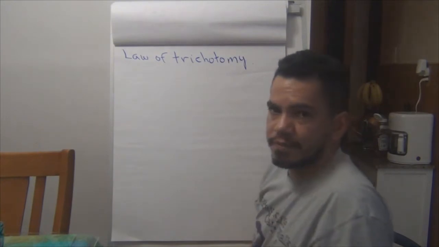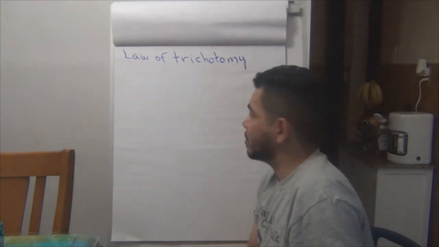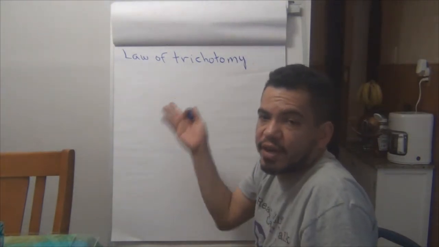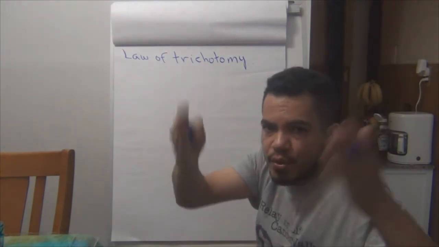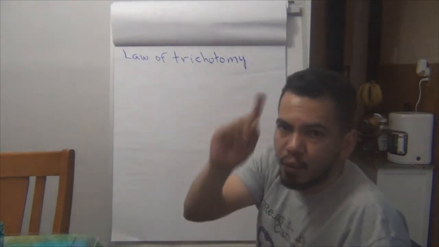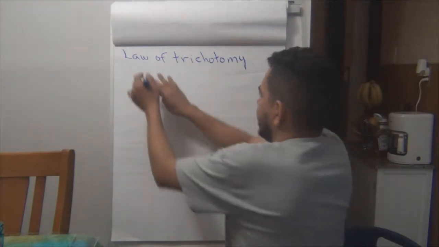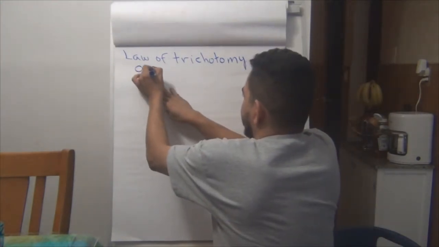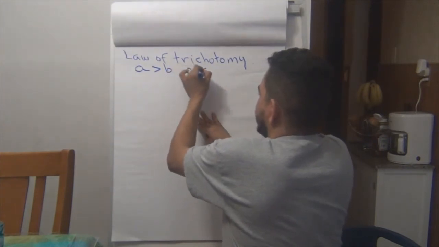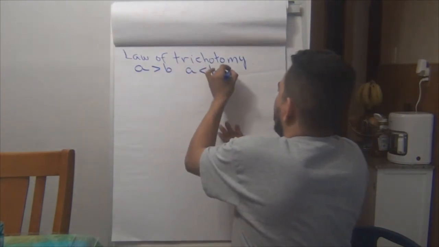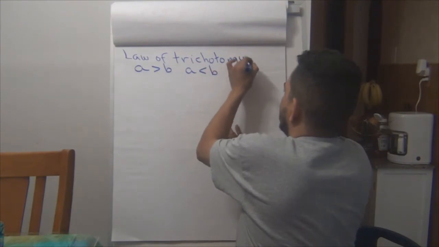The law of trichotomy. I really don't even know how to read that. It says that when you have a comparison between two numbers, only one of three things can happen. Either the number is greater than the other, or the number is less than the other, or the number is equal to the other number.